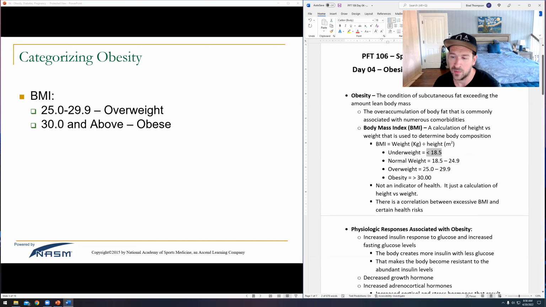And then we have overweight, which is going to be 25 up to 29.9. So that is where it's sort of an early warning. So that's the overweight category. And then obesity is going to be greater than 30.